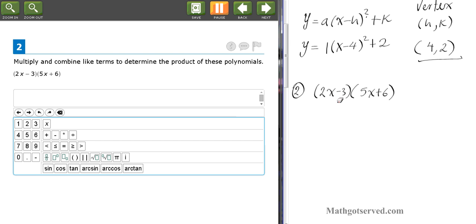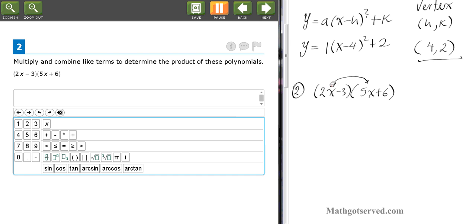There are different ways you can multiply binomials. You can use the box method. You can multiply vertically, horizontally. You can FOIL out. Whichever method you like, go ahead and use it, but make sure you're careful with your multiplication. So I'm going to do double distribution here, also known as FOIL.